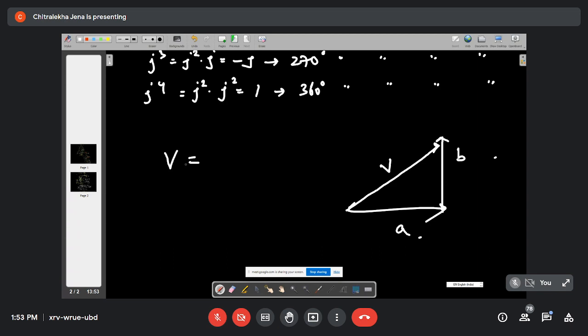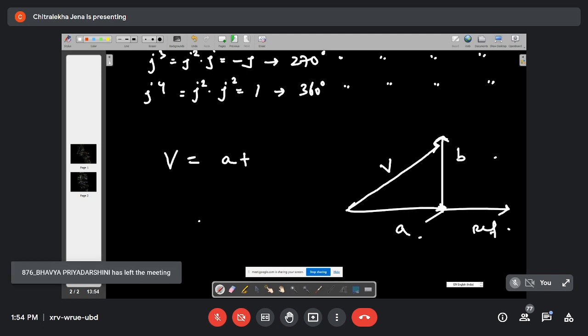A plus B. A plus jB. Whatever I have taught, what will you write down? Tell me. A, this is my reference axis. How will I write down B? B is rotated, B is not on the reference axis. B has been rotated how many degrees? 90 degrees from its original axis.